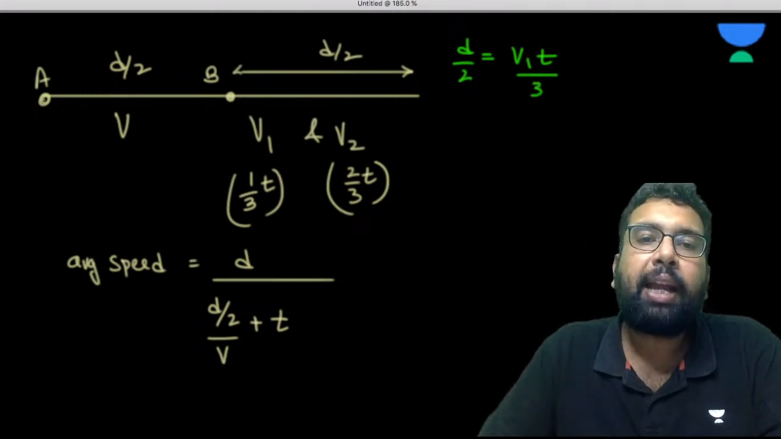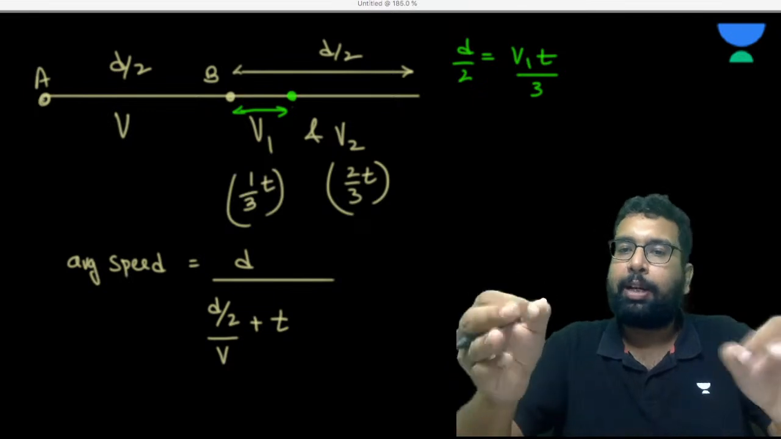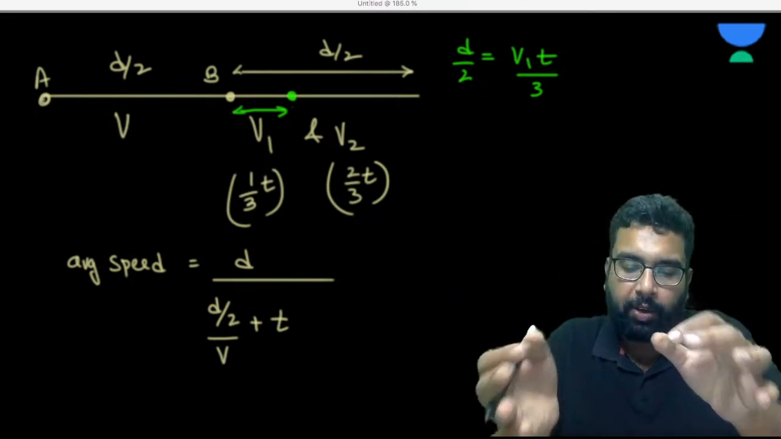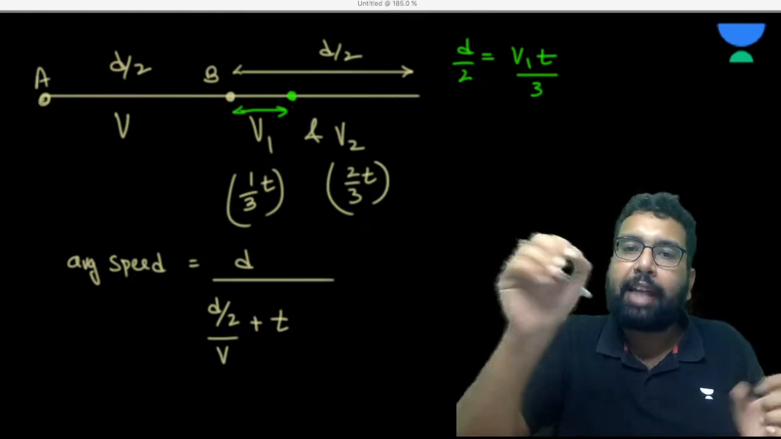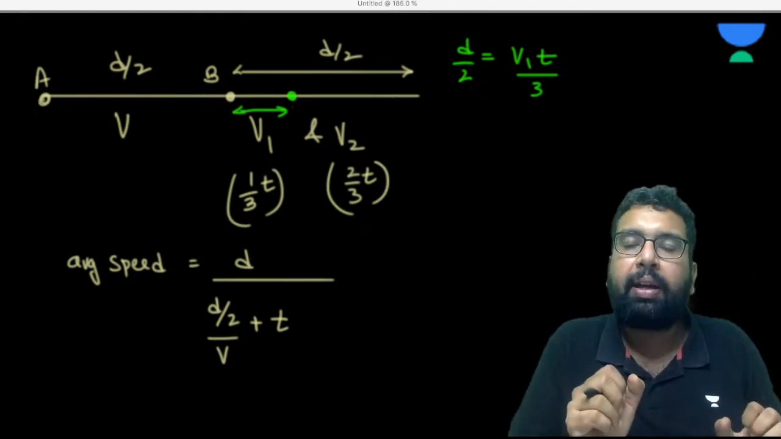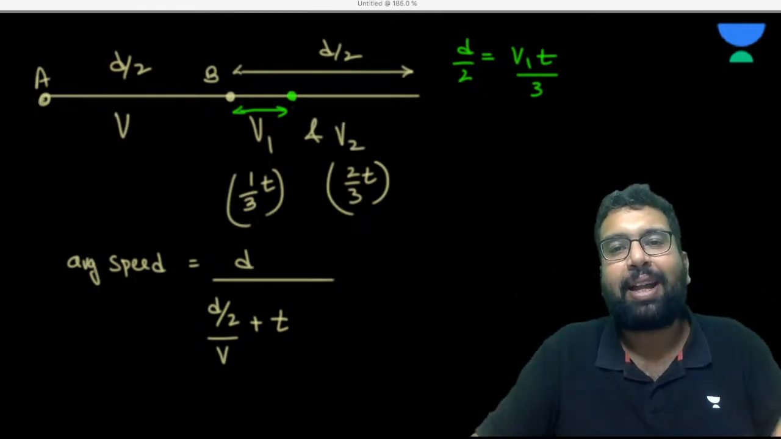Let's suppose he may have reached this point. So this is going to be how much? This is going to be v1 into t by 3. See, speed is equal to distance upon time, so distance is equal to speed into time. So speed is v1, time is t by 3. So till this point, he must have covered v1 into t by 3.